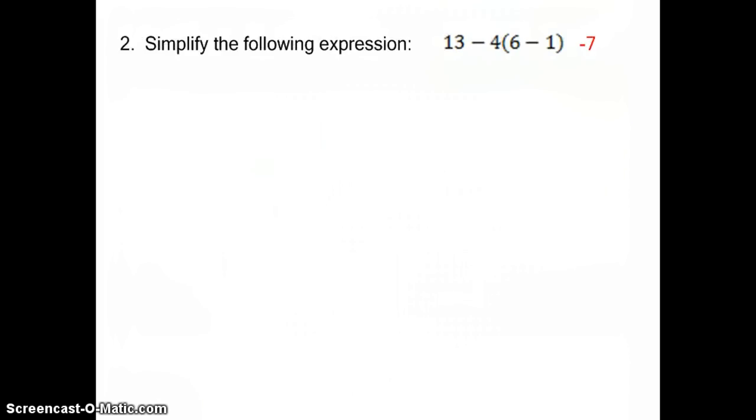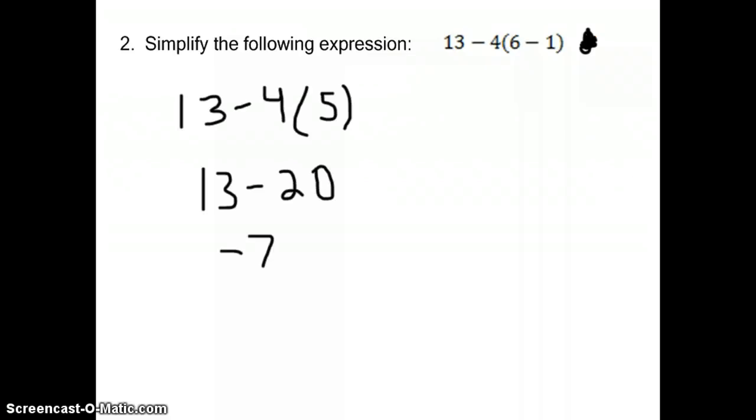Alright, here's problem number 2. Go ahead and pause your video and try to figure this one out. Alright, so all you do for this one is remember our order of operations. We do parentheses first. 6 minus 1 is 5, and then after that we just do 4 times 5, because the 4 and the 5 are next to each other. Or you can even look at it as -4 times 5, so we leave the minus sign here. So we got 13 minus 20, and we get -7.